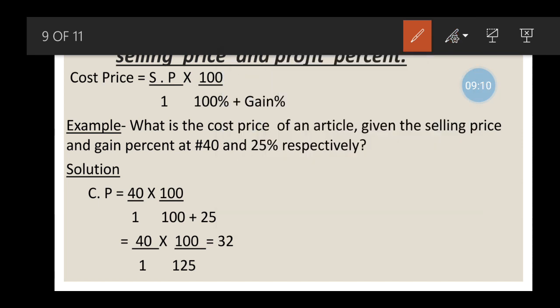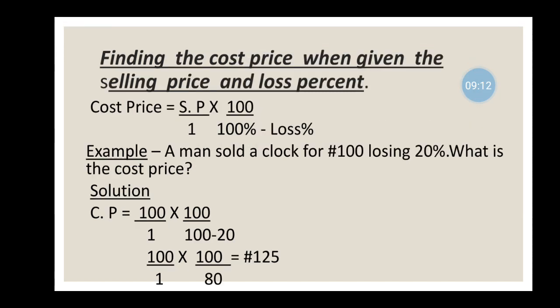So the next one, which is the final aspect, is finding the cost price when given the selling price and the loss percent. So it is SP over 1 times 100 over 100% minus loss percent. For example, a man sold a clock for 100 naira, losing 20%. What is the cost price?